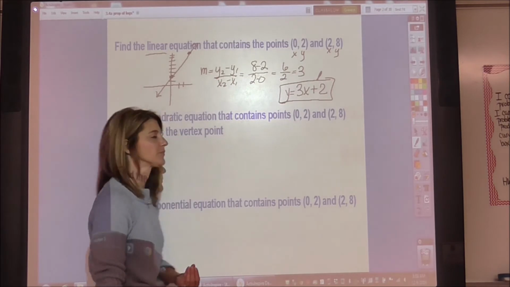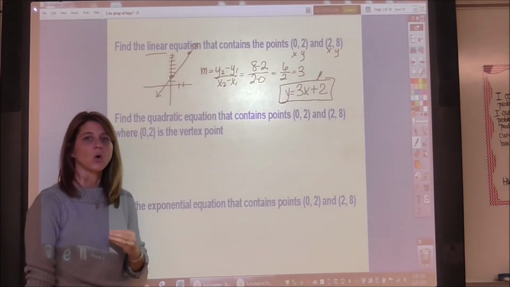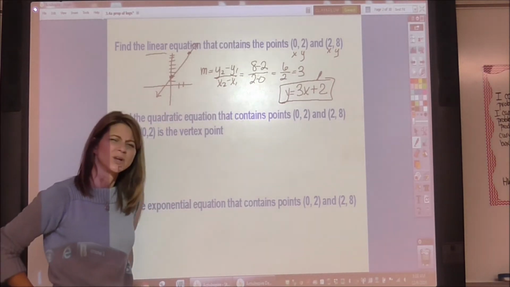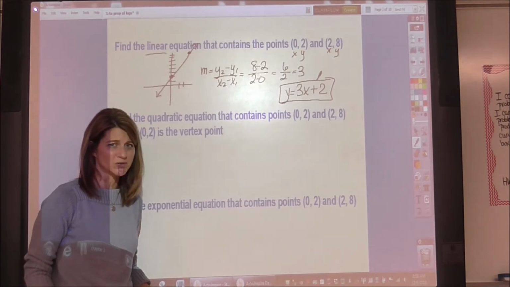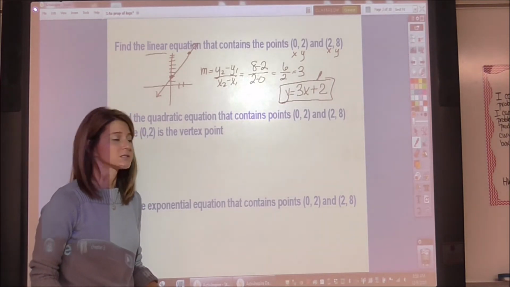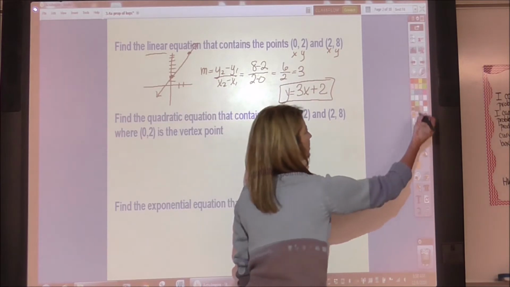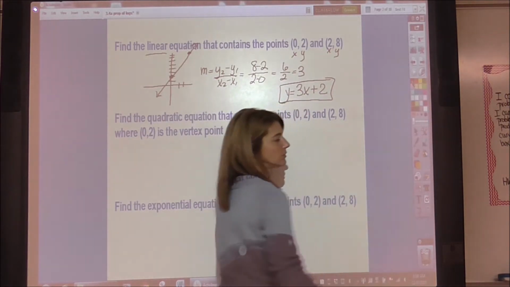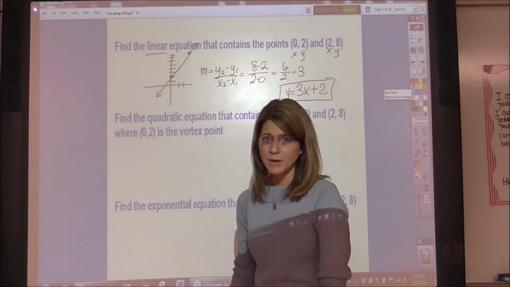Not a line anymore. The second one says, find the quadratic equation. Oh no, what's a quadratic equation? You remember what a quadratic is? That's a parabola, something that has an x squared in it. All right, so if we have an x squared, I've got to write a parabola equation.